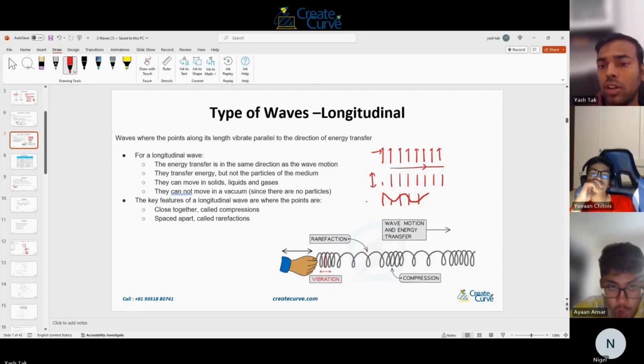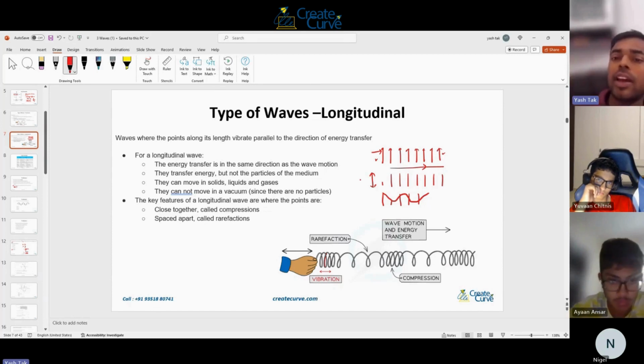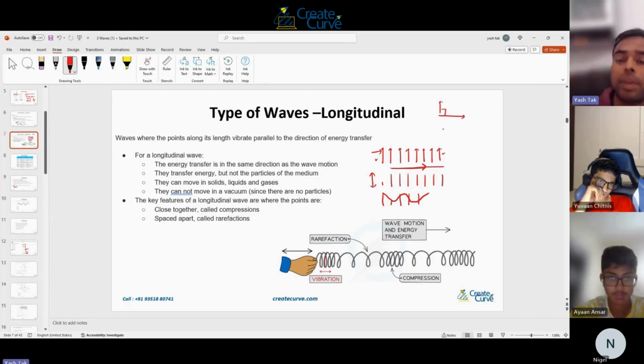So when the motion of the wave is perpendicular to the motion of the particle, and you can consider these students as particles, when the particle is moving up and down and the wave motion is in another direction, in general we say the motion of the wave is perpendicular to the motion of the particle. That type of wave we call the transverse wave. No need to write anything now.